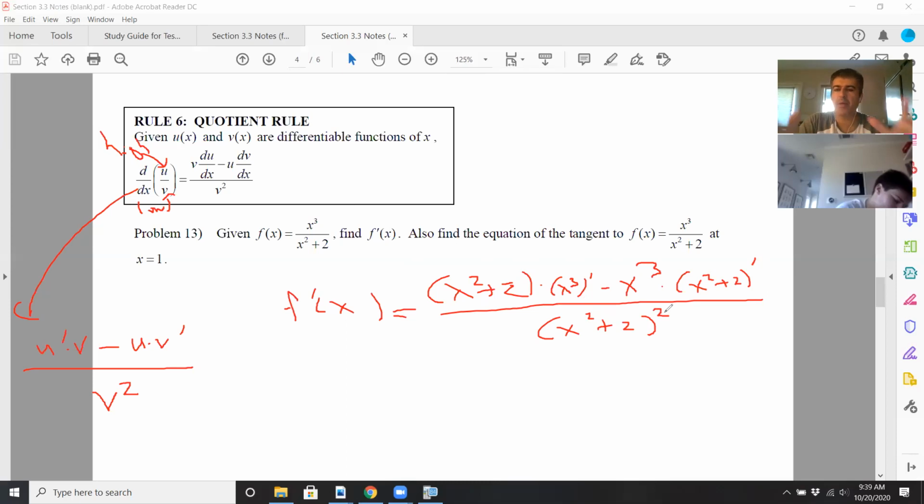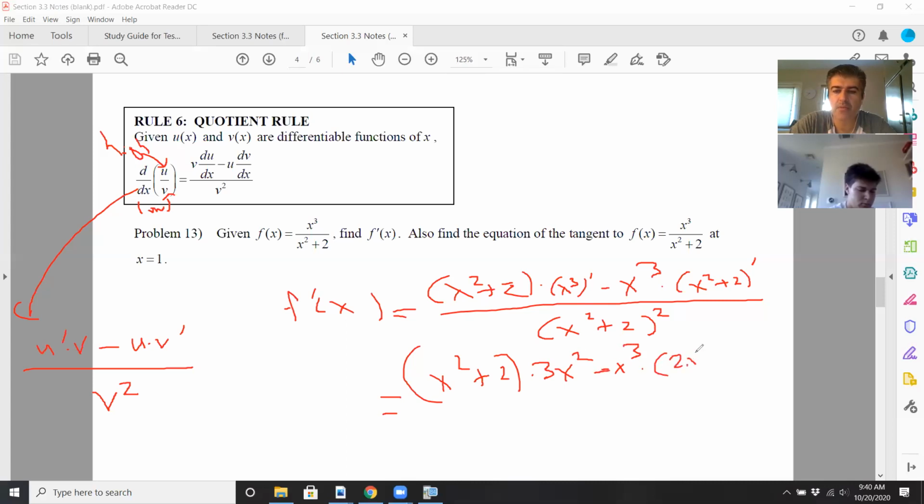And notice what I do is I put the expression that I'm going to take the derivative of in parentheses, and I put a little accent mark just to show I'm taking the derivative. Then I actually do it. So x squared plus 2 times 3x squared minus x cubed times 2x. Remember, the derivative of 2 is 0, so you ignore that. That's a constant, but x squared is just 2x. And don't bother foiling the bottom. It's not necessary.